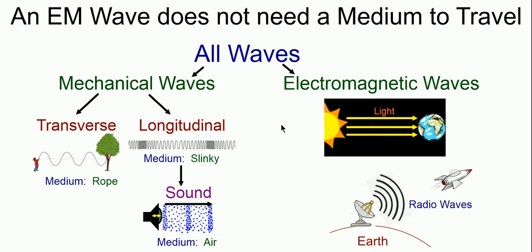Now over here on the EM side, though, none of these 7 types, none of them need a medium to travel. Classic example, of course, is light from the sun. Between the sun and the earth, there's nothing. It's a vacuum, empty space. Light goes right through it, doesn't it? Yeah, the light, which is visible light, does not need a medium.